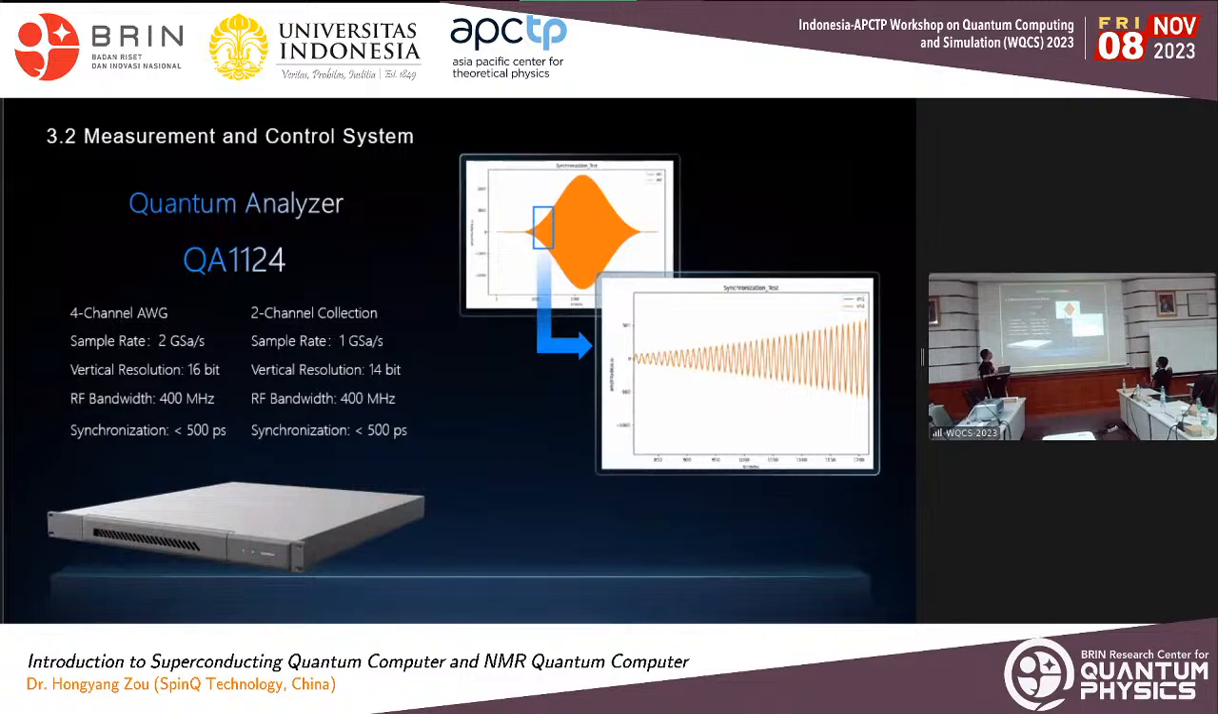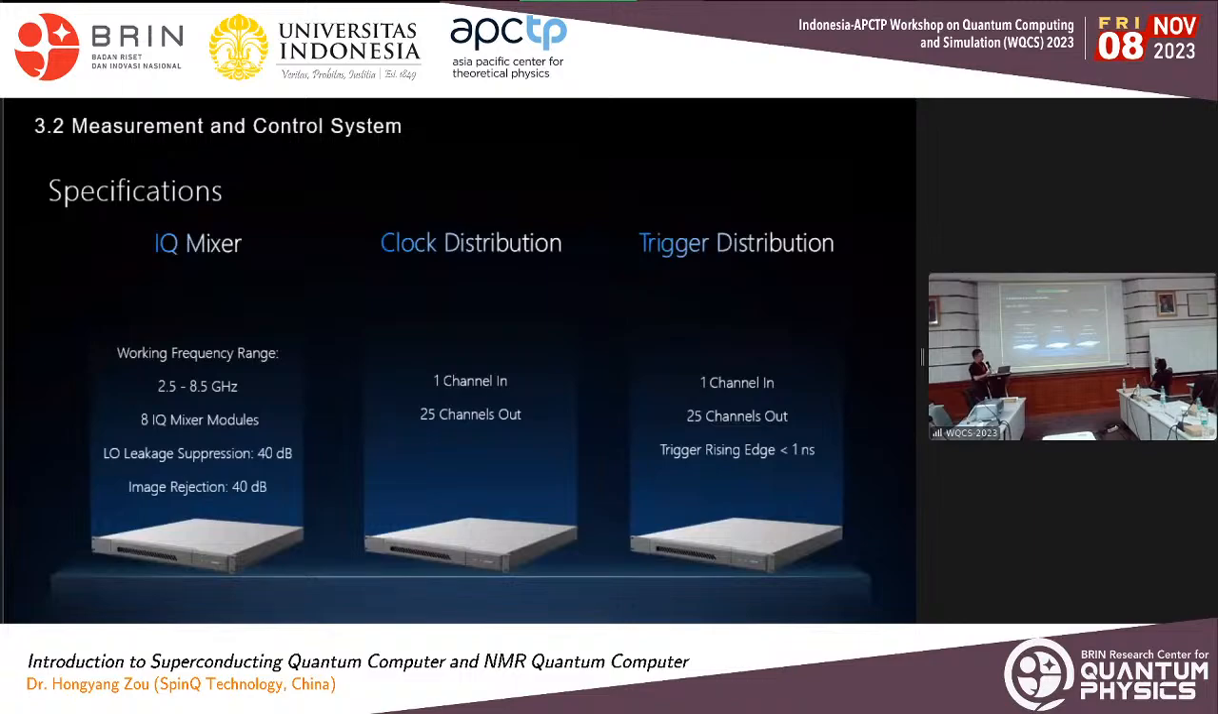Okay, and then the quantum analyzer. They have 4 AWG channels and 2 acquisition channels for the ADC part. And the AWG part is the same as the last page. The acquisition part, we have like 1 gigahertz sampling rate, 14-bit vertical resolution, still 400 megahertz bandwidth, and the synchronization is still the same.